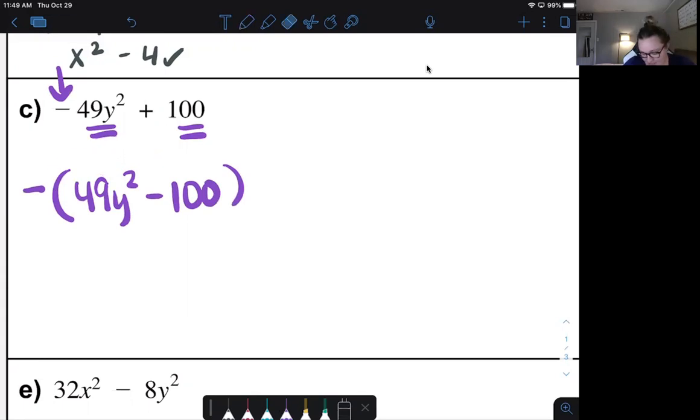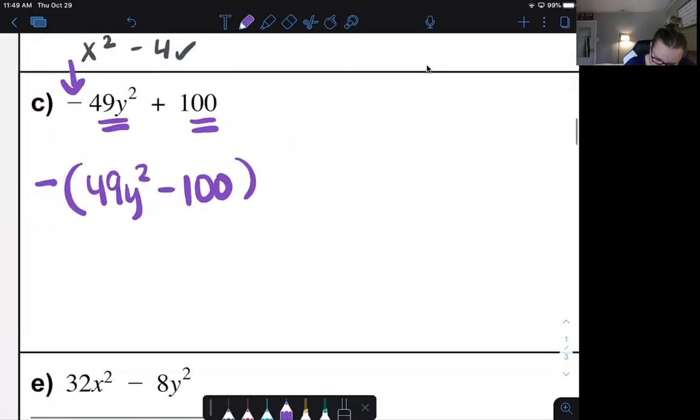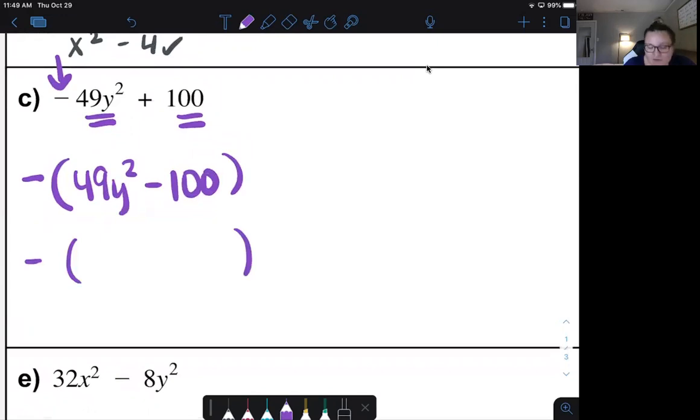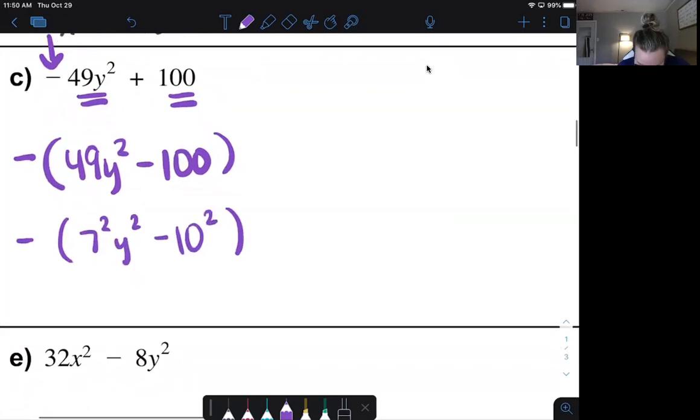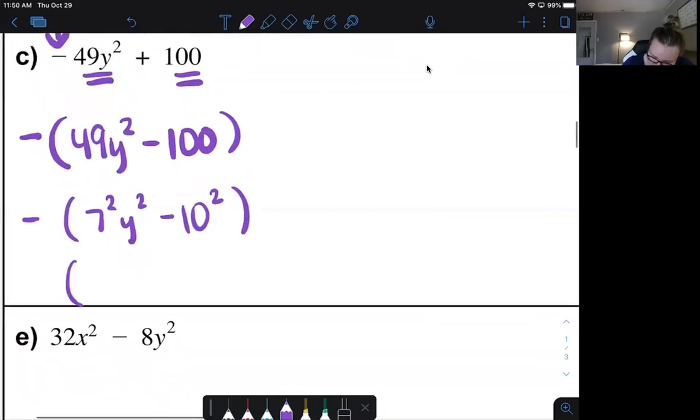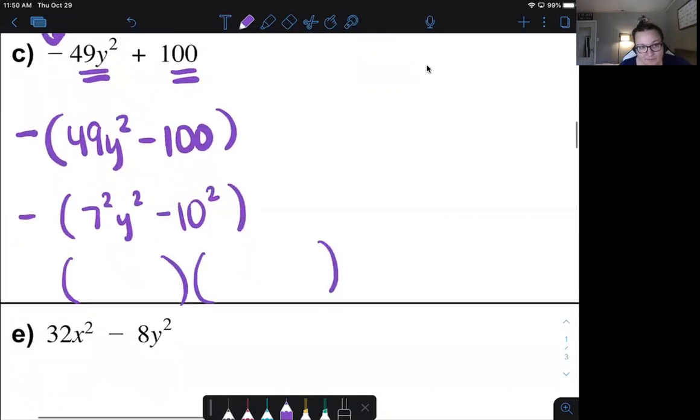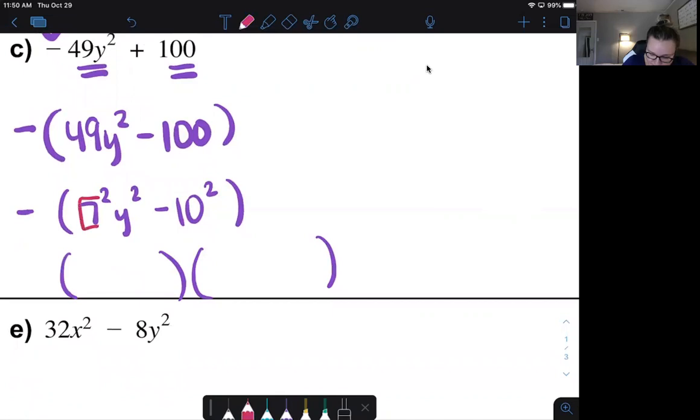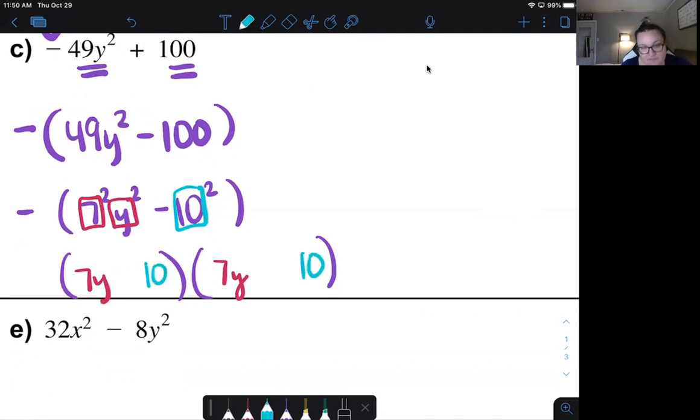So now we're going to rewrite these guys as perfect squares. 49y squared could be rewritten as 7 squared y squared minus, and then 100 is really 10 squared. All right. So to set up our factors, we're going to put what is being squared in our first term? Well, 7 and y. So we're going to have 7y and 7y. Then what is being squared in the second term? A 10. So we're going to have 10 and 10. Then we're going to have a plus and a negative.